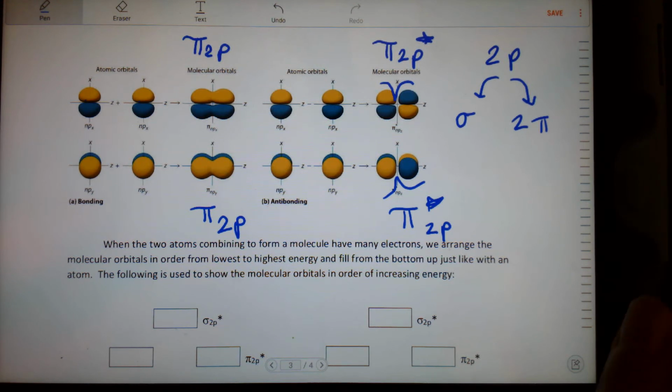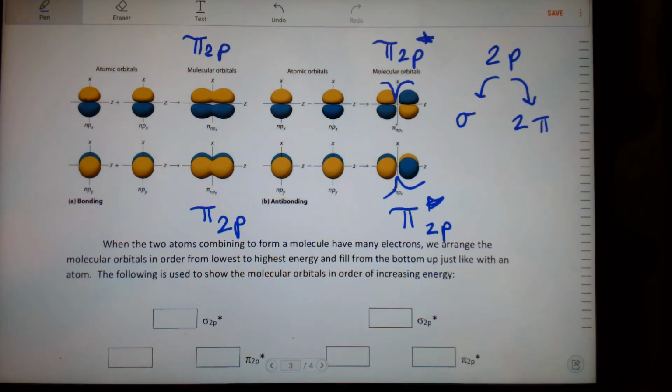Okay, so let's take a look at what that kind of looks like. So I have this here. Fix the light.